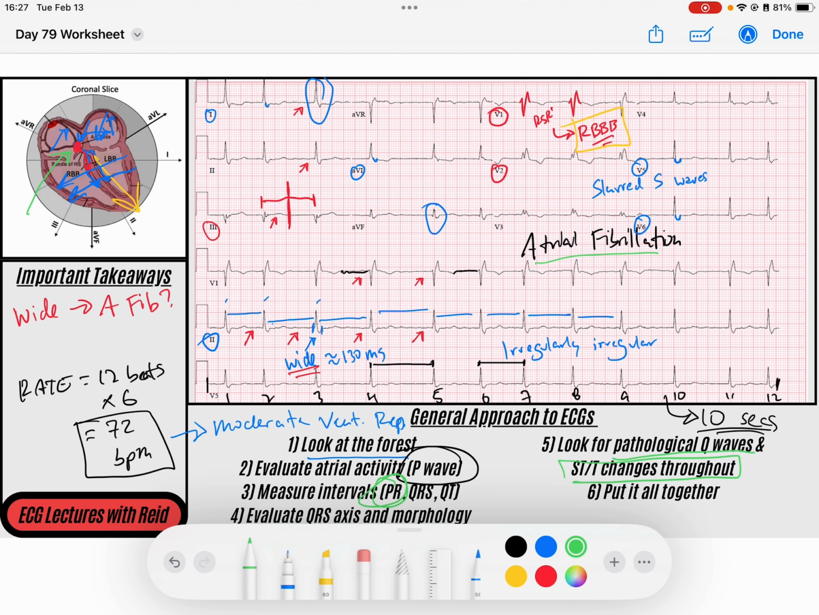And so let's put this all together and we get our final rhythm diagnosis. So we've got atrial fibrillation with a right bundle branch block at a rate of 72 beats per minute. So it's AFib with right bundle branch block with a moderate ventricular response.